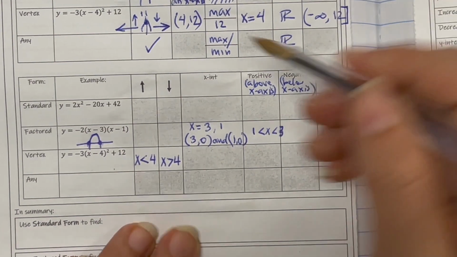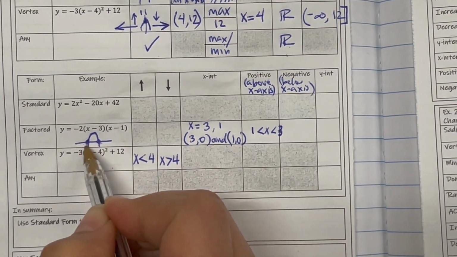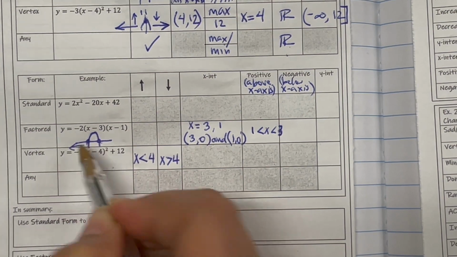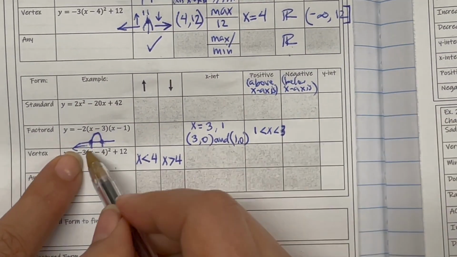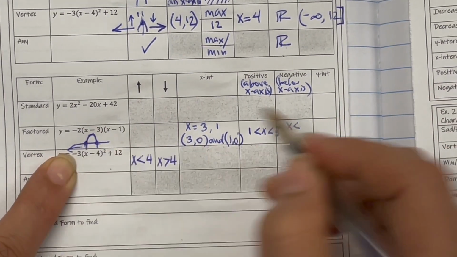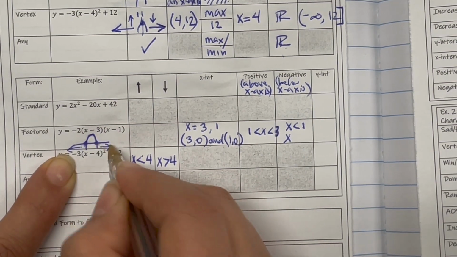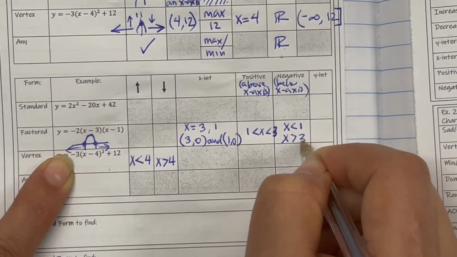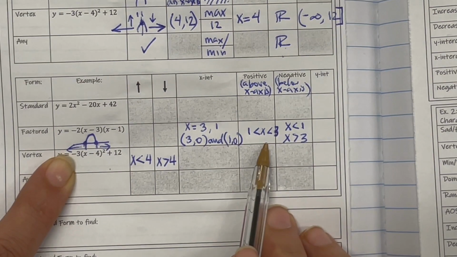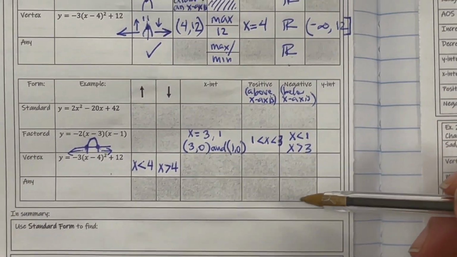When is it below the x-axis? Well, it's at 2 points, here and here. So everything to the left of this point, and remember, how do I represent left? Less than. So everything to the left of this point, which is 1, and everything to the right of this point, which is 3. So once you know your x-intercepts, you can say whether it's positive or negative. That's the only one you can tell if you have the x-intercepts.